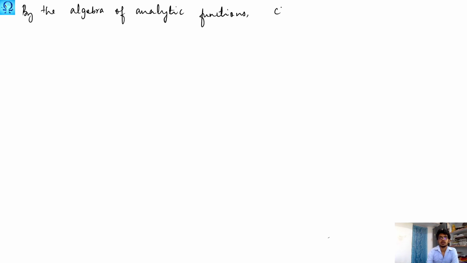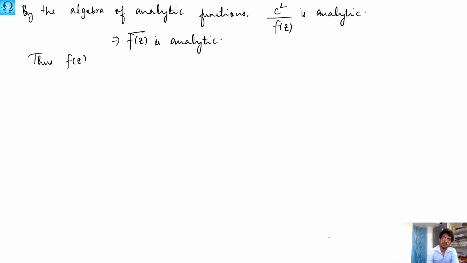Now using the property, or I may write, by the algebra of analytic functions, c squared, which is a constant, that is an analytic function, upon f of z, which is also assumed to be analytic. So this quotient is analytic. This implies your f of z bar is analytic. Thus f of z and f of z bar are analytic.